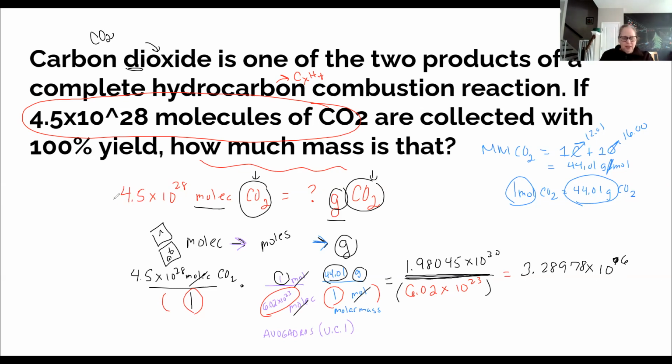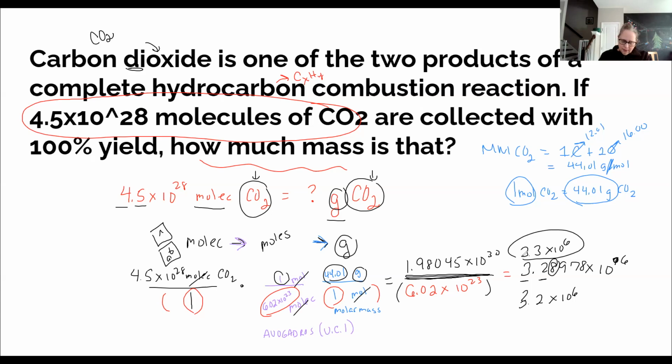I'm going to go back over here to sig figs and underline the first two significant digits. So I'm either going to round up to 3.3 times 10 to the 6, or I'm going to round down to 3.2 times 10 to the 6. How do I know if I'm going up or down? I have that 8 right there. So my answer is going to be 3.3 times 10 to the 6.